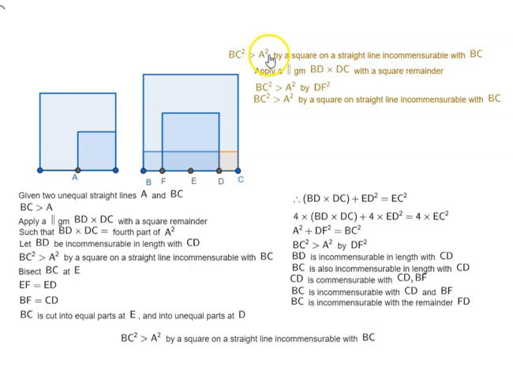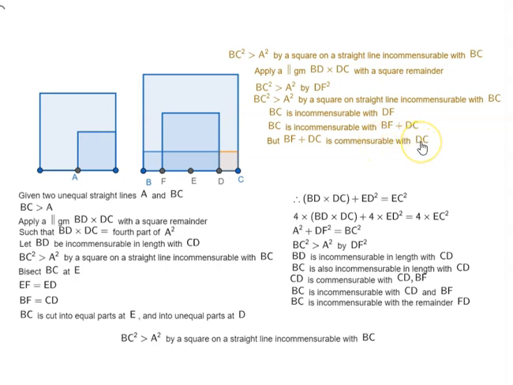We know BC square is greater than A square by a square on a straight line incommensurable with BC. Now, BC is incommensurable with DF. That means BC will also be incommensurable with the remainder BF plus DC. But BF plus DC is commensurable with DC. The sum is commensurable with a part, if the part is commensurable with the other part. And we know they are commensurable with each other because BF is equal to DC.